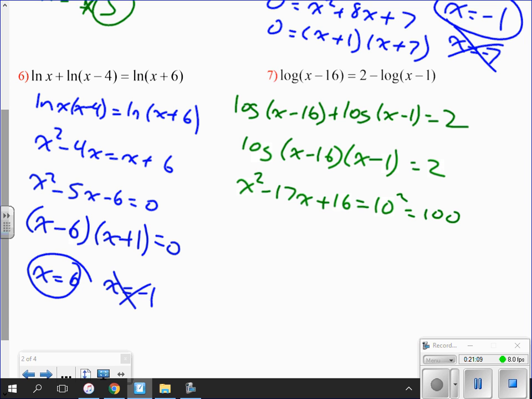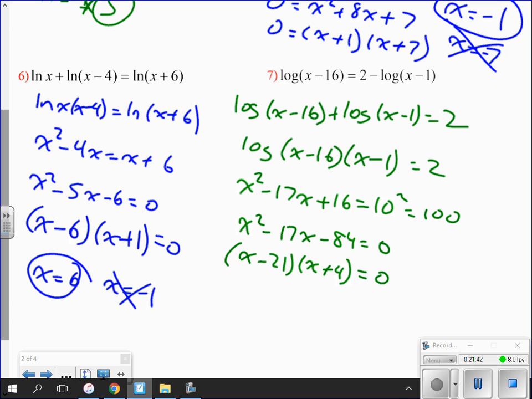Subtract 100 from both sides. X squared minus 17x minus 84 is equal to 0. Two numbers that multiply to give me negative 84 that add to give me negative 17. There you go, negative 21 and positive 4. Ooh, man, that took me a while to get it myself. Yeah, I had to play with it a little bit first, but yeah.